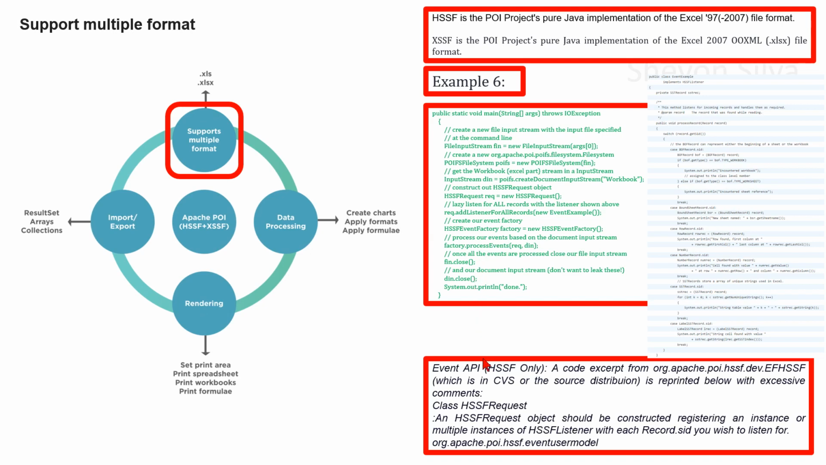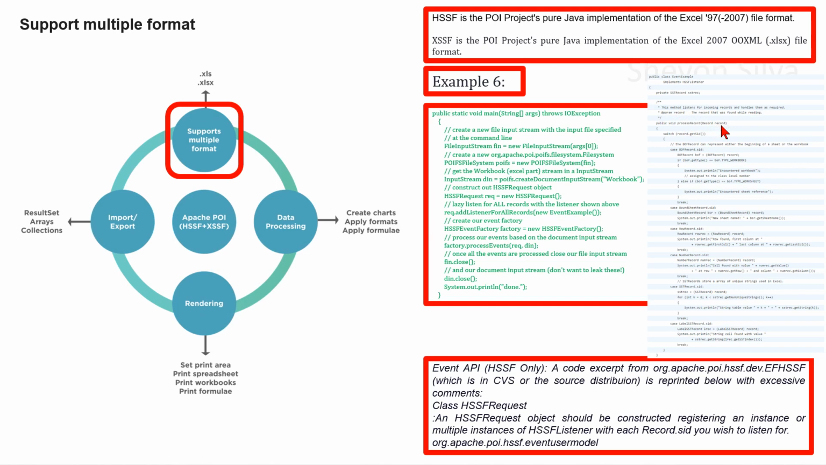The code excerpt from org.apache.poi.hssf.dev.EFHSSF, which is in CVS, so the source distribution is reprinted below here with excessive comments. Here you can see the class EventExample. This method listens for incoming records and handles them as required.